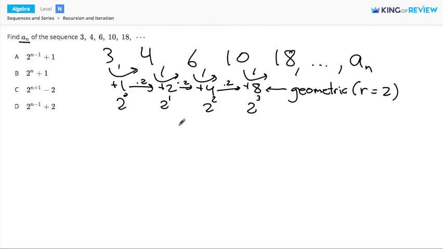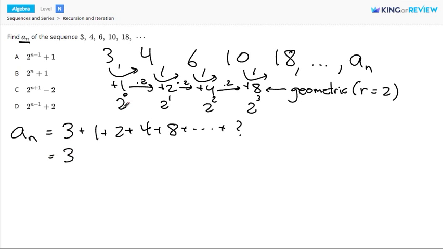and so on. So now that we've figured out the underlying pattern in this sequence, let's return to a_n, the nth term. This sequence starts at 3, and we know if we want to get all the way to the nth term, we have to add all of these numbers up. 1, and 2, and 4, and 8, and so on, all the way up to something. We're going to have to figure out where we stop to get the nth term. And to figure that out, let's rewrite these numbers in terms of their exponents. 2 to the 0, 2 to the first, 2 to the second, 2 to the third, and so on.